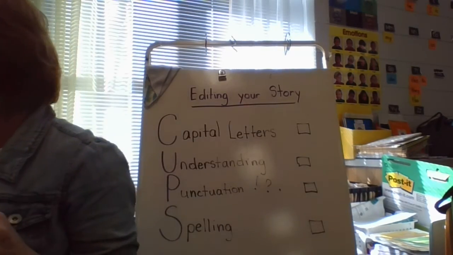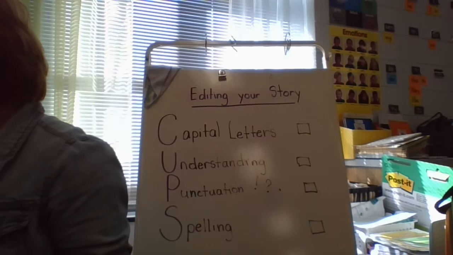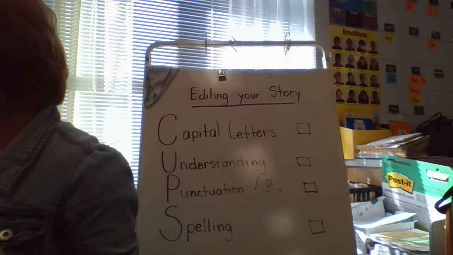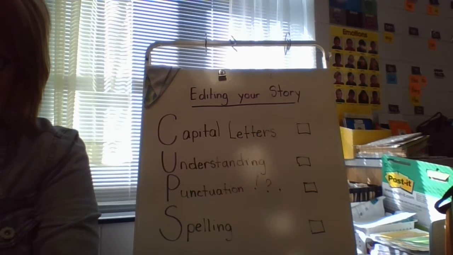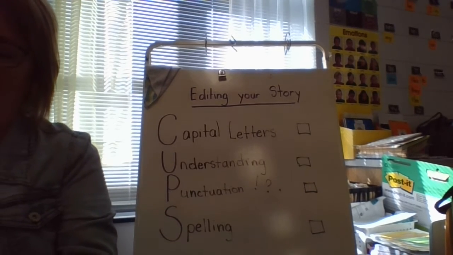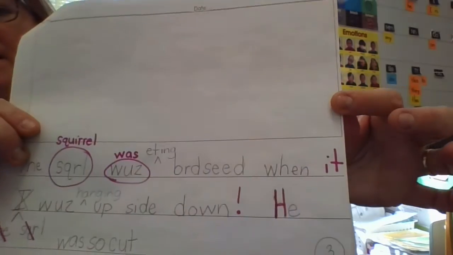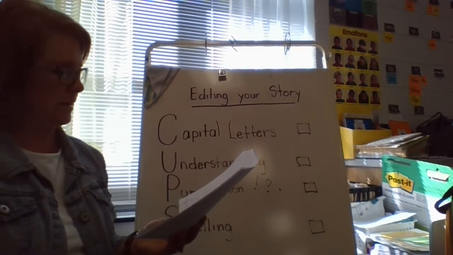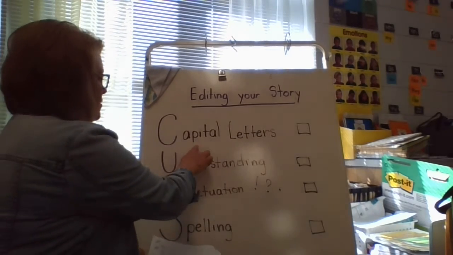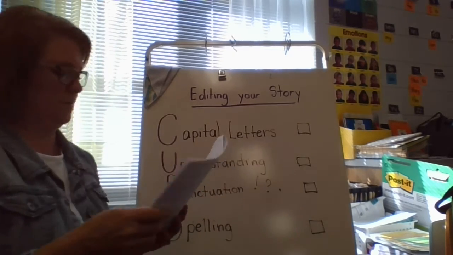Sometimes it helps to get a different color pen or crayon, because then you can see what you have to fix. So I'm going to make a capital H there, so I remember what that looks like. See my capital H now for the word he? Now that's fixed. All right. So now I had checked understanding. I checked capital letters. Let me check punctuation.